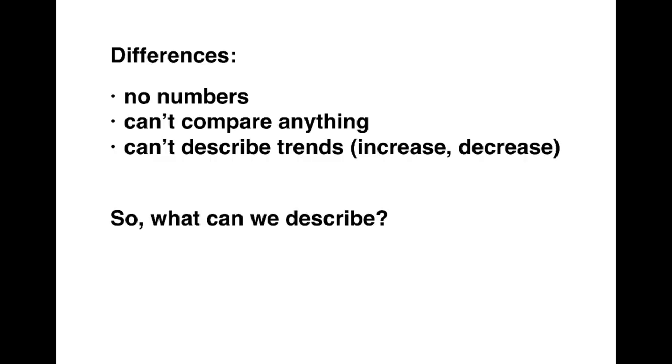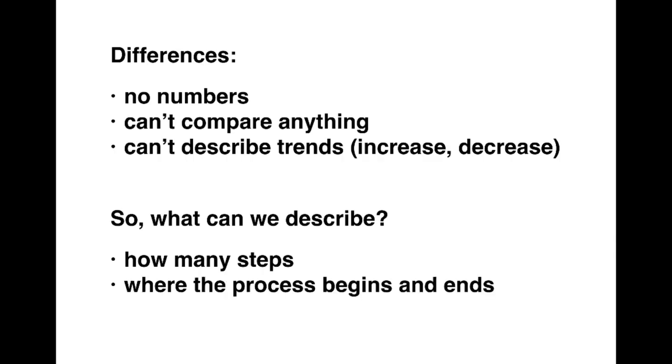So what can we describe? Well, we can say how many steps there are. We can say where the process begins and ends. And we can describe each step in the process in detail. So all we're doing is talking about the steps. Look at them in general, how many. Look at where the process begins and ends, and then go into detail. That's what we need to do for this type of task.